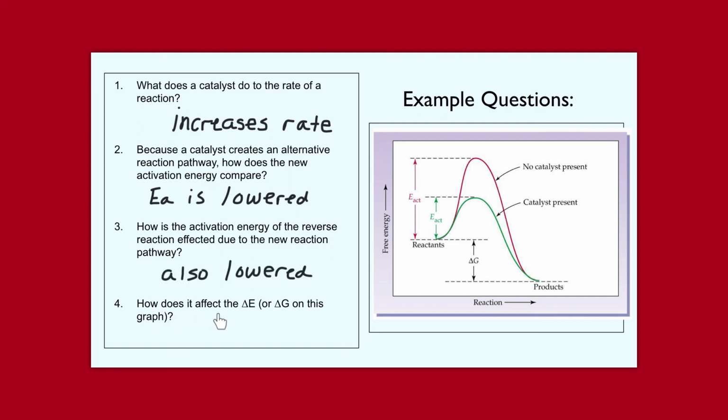Finally, how does it affect the delta E or delta G on this graph? That's that enthalpy, and you can see it's completely unaffected. The difference in energy between where you start and where you finish remains unchanged if you add a catalyst.